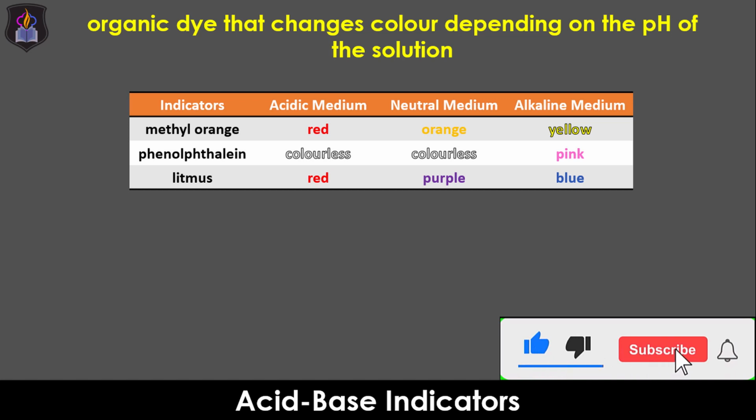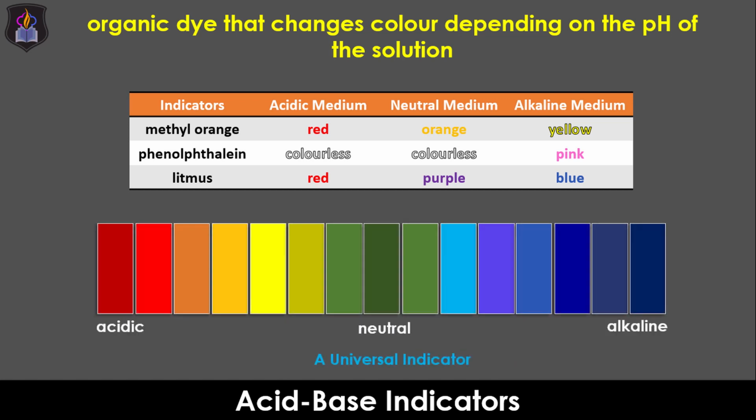A universal indicator has a band of colors that shows the acidity or alkalinity of the solution being tested. Unlike other indicators that just indicate whether a solution is acidic or alkaline, we can use the universal indicator to find the specific pH of a solution, at least to the nearest whole number.